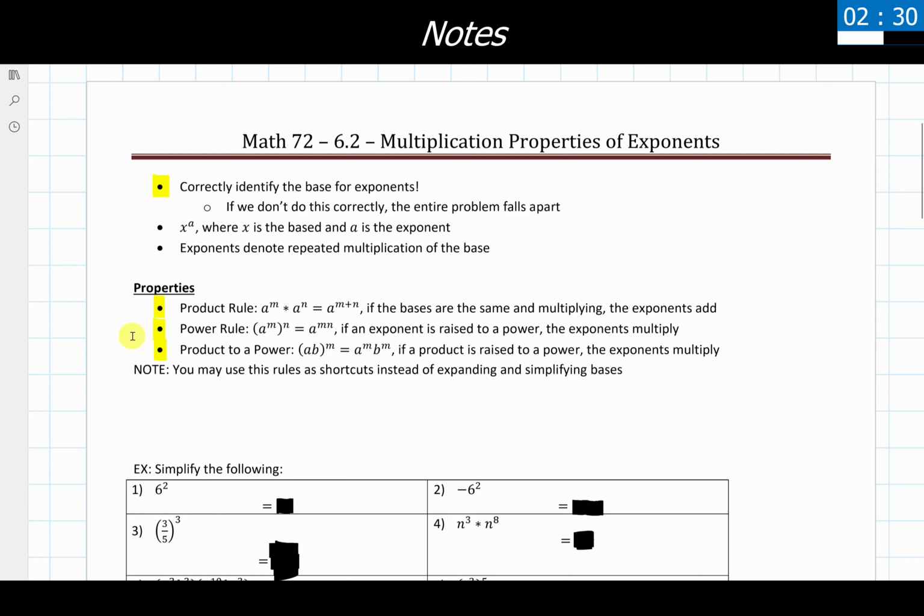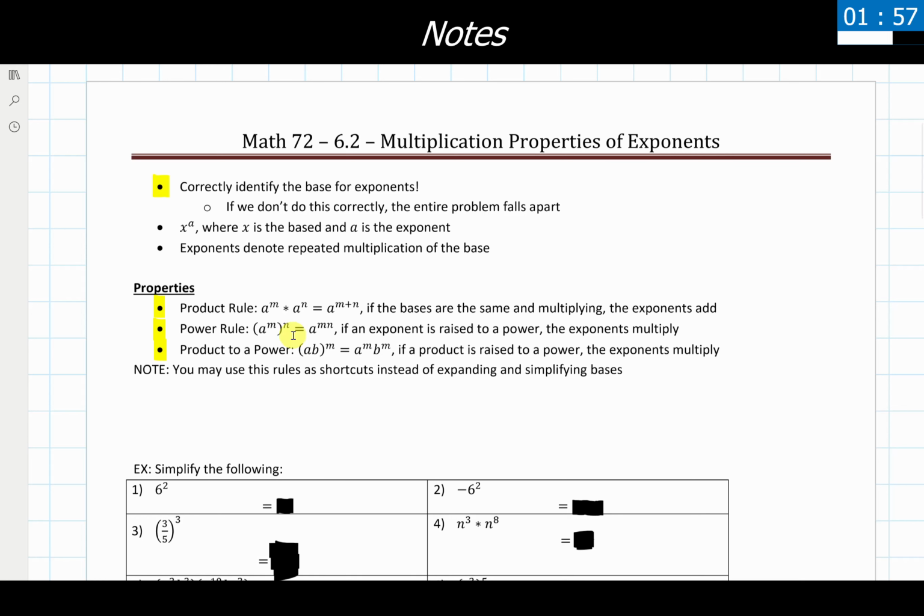I then have the power rule, which says if I have a to the m power inside parentheses, and all of that is being raised to the n power, then the two exponents are going to multiply together, and the base will stay the exact same. We can rewrite the power rule into the product rule and then use that to get to our answer, but the power rule is just a shortcut version of using the product rule if I have repeated exponents being raised to powers.